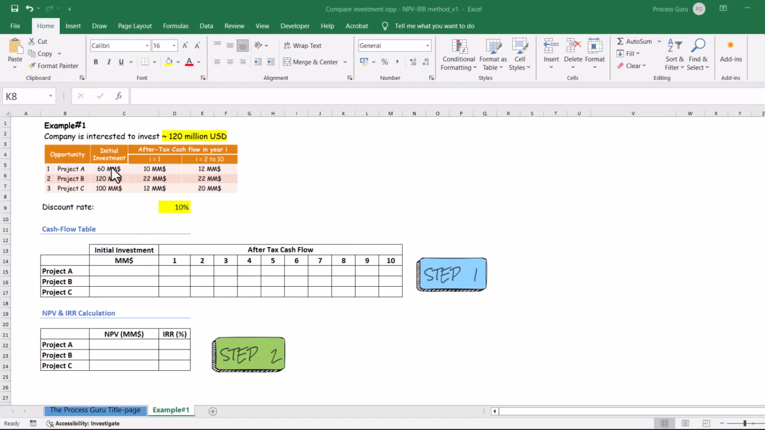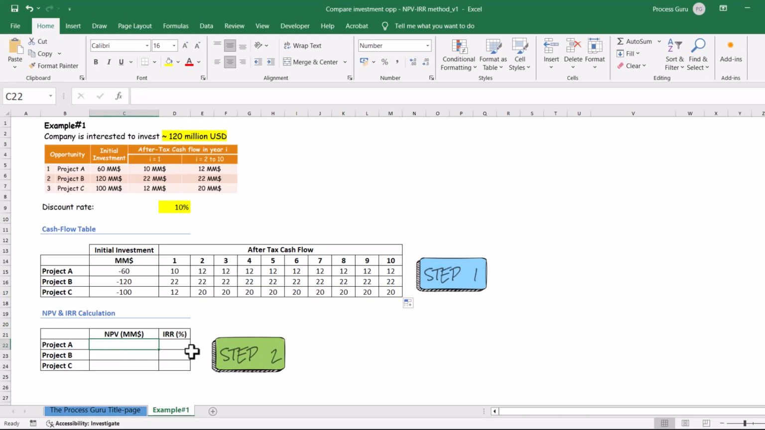Very quickly, for project A, the initial investment is 60 million US dollars. Since it is an investment, I'm putting negative 60, and from the first year the cash flow is 10 million, so I'm putting 10 here. And from the second year onwards, we will get 12 million US dollars. Similarly for project B as well. Once this table is ready, we can now calculate NPV and IRR.